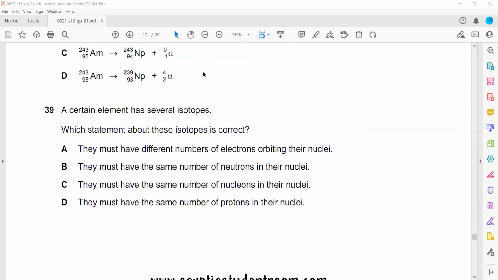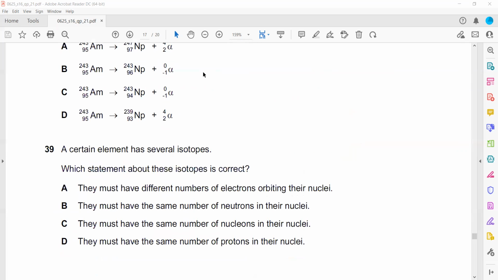Then question 39, a certain element has several isotopes. Which statement about isotopes is correct? To be isotopes, they should have the same number of protons, but different numbers of neutrons. They must have different numbers of electrons? That's also wrong. Electrons and protons should be the same, only neutrons differ. They should have the same number of neutrons? That is wrong. They should have the same number of nucleons? That is also wrong. So D is the right one: they should have the same number of protons.